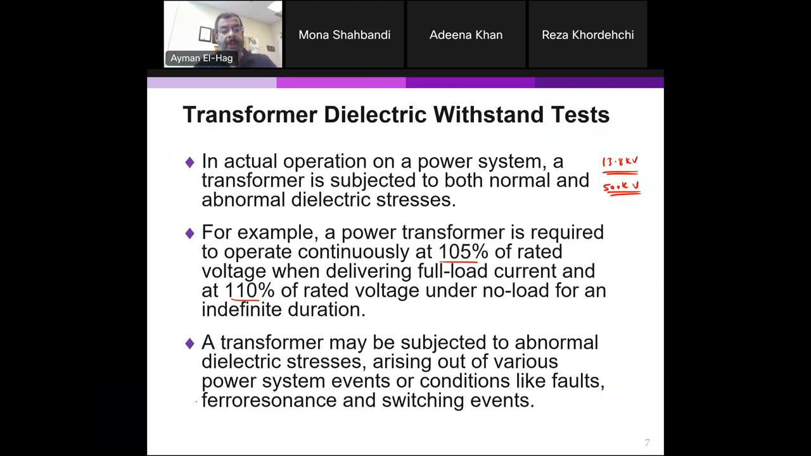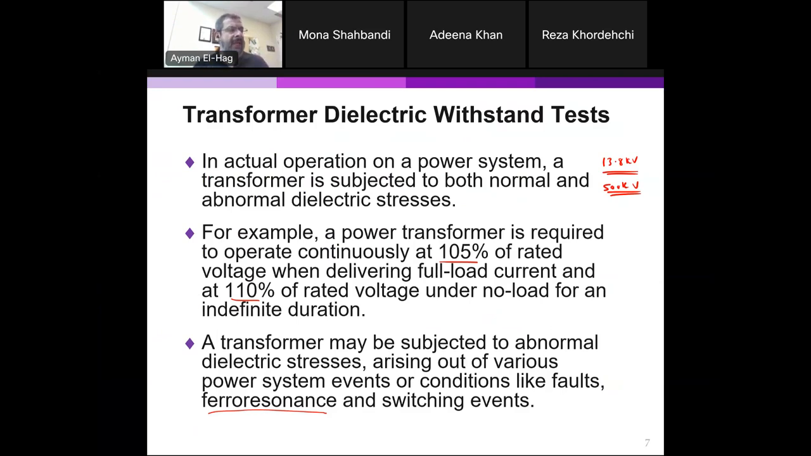Also, sometimes you have ferroresonance, which is basically a resonance between the capacitance of the cable and the ferrite material, which is the core of the transformer. If you have a resonance, that will also lead to some overvoltages. Now, these overvoltages differ from each other based on the frequency content. Some of them have very high frequency, very fast rise time, like lightning. Some of them are moderate, like switching. Some of them are very slow, like ferroresonance.